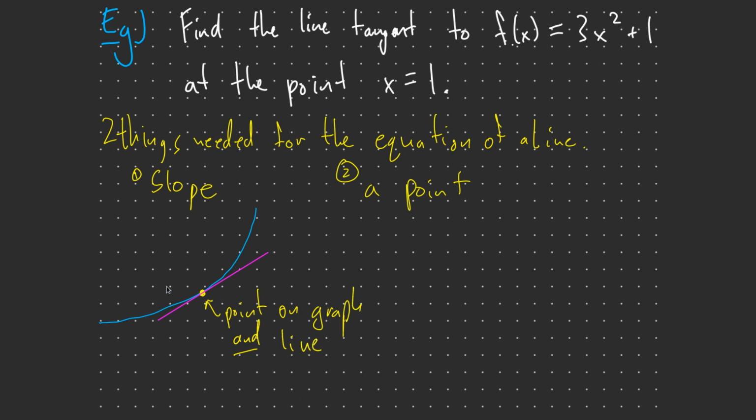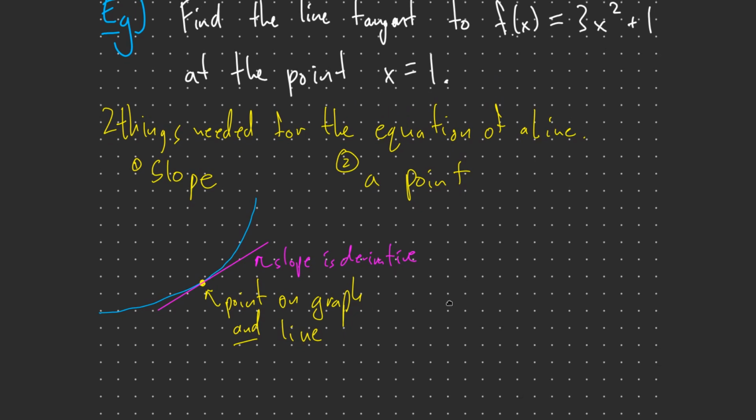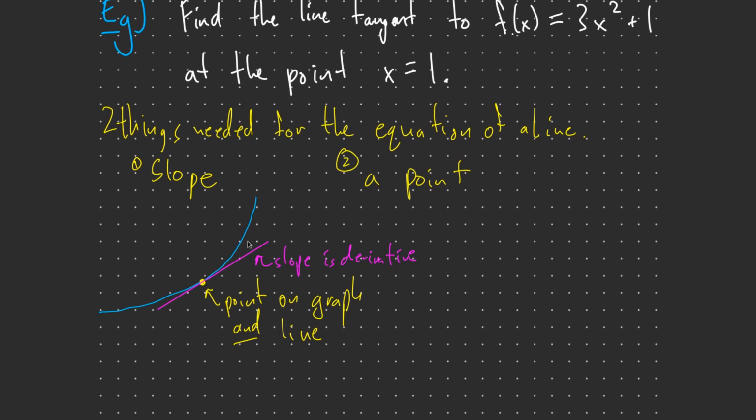And then the slope of this, remember conceptually the slope is the derivative. Slope is the derivative at that point. Okay? So let's go ahead and use this conceptual analysis to figure out what the actual line needs to be. So let's start with the point, because the point is easier. We don't need calculus.